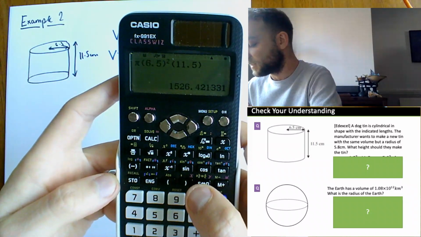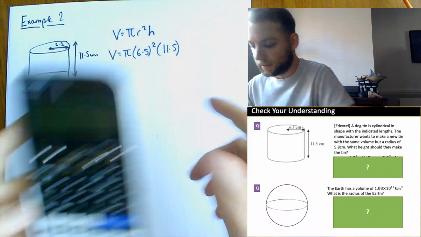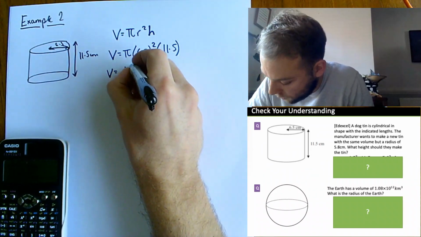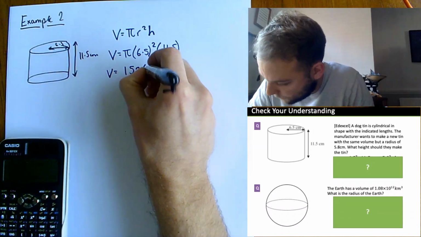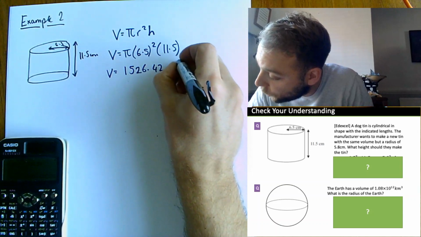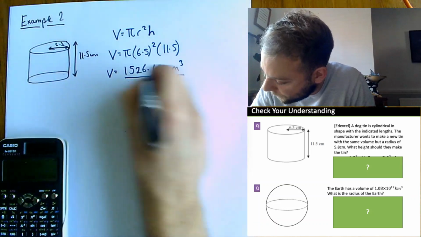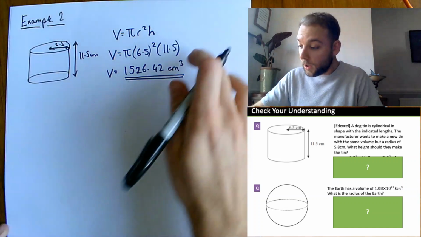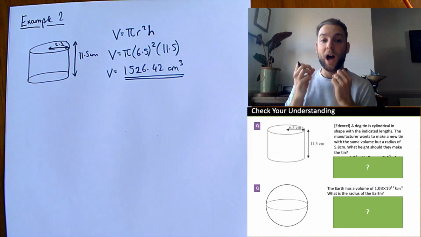I'm just going to write it as a decimal actually. Do it to 2 decimal places. This volume here is equal to 1526.42 centimetres cubed because it's volume. So this is what the volume of this is, but it's not asking that.